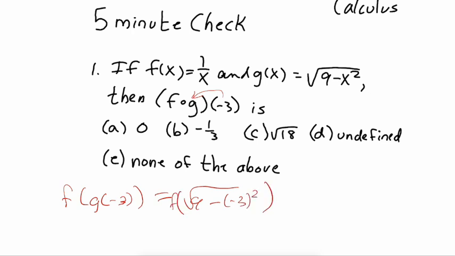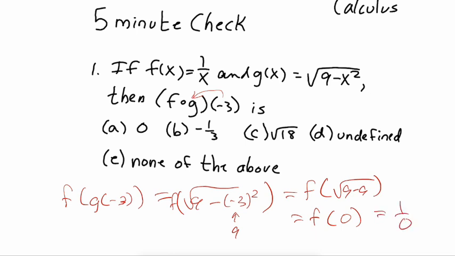I am so sorry, my writing's just, anyway, so -3, when I square it, that's going to become a 9. So it's going to be the square root of 9 minus 9. That's the thing we're plugging in. And so the square root of 9 minus 9 is the square root of 0, or 0. Now, once you have a value, you plug it in, and so we get 1 over 0, which is an undefined value.